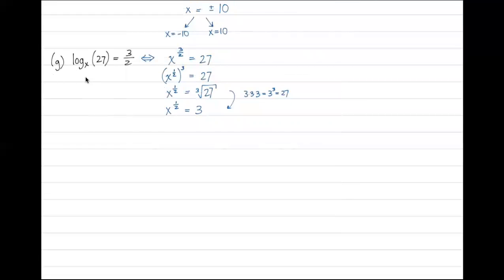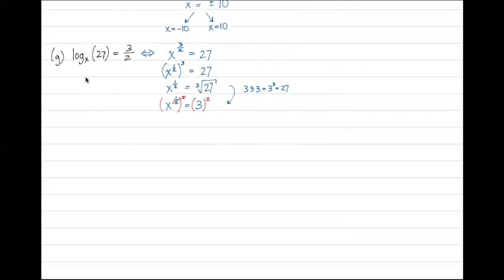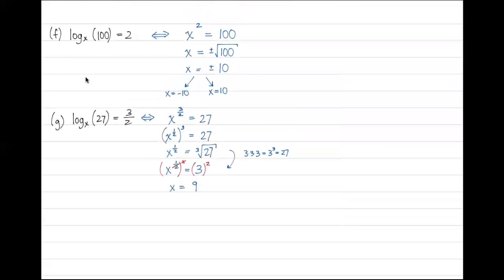Then from there, in order to get rid of the 1/2, I can square both sides. This side squared and this side squared. The 1/2 and the 2 cancel to just leave us with x. And then 3 squared gives me 9. So that's just an overview of some of the types of problems that you'll see when they ask you to solve for x on a logarithm type problem.